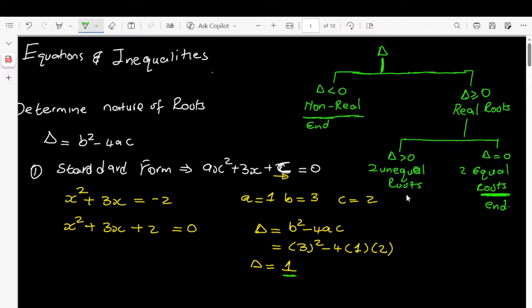But now, if it's greater than 0, we're going to continue moving down. We need to understand whether the discriminant is not a perfect square, or whether the discriminant is a perfect square.